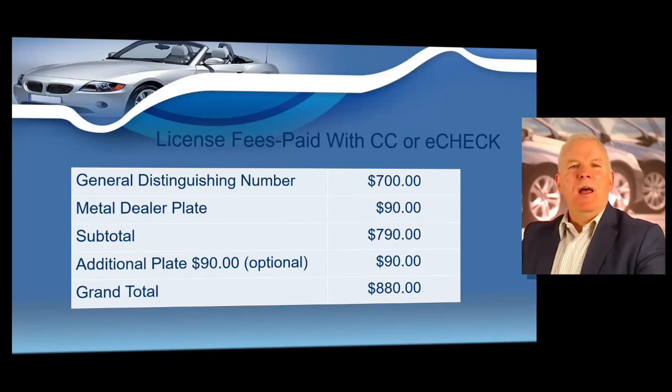Licensure fees. The fees for your dealer license are listed here. This example shows fees that include one optional metal dealer plate. You will be able to pay for your license securely with a credit card or eCHECK. Most, but not all GDN dealers may receive up to 2 dealer plates. And there you can see the general distinguishing number fee is $700. Metal dealer plates fees are $90. And we will cover this extensively here in just a little while.